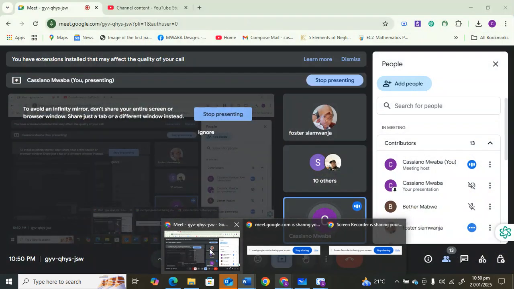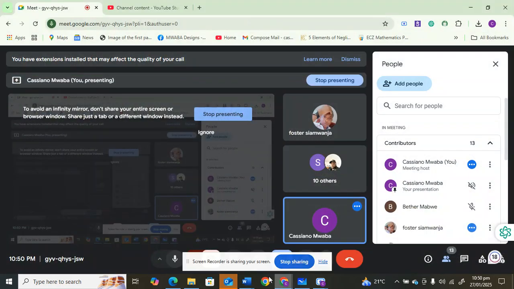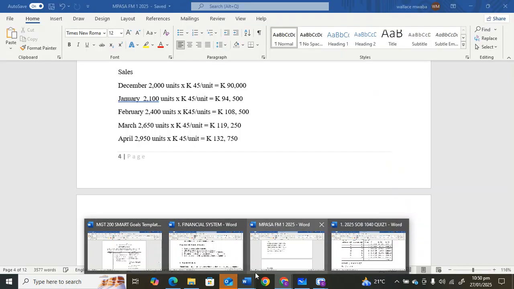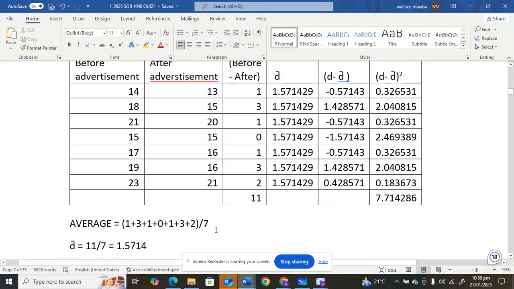When you add these, you get 11. 11 divided by 7 is 1.574. That is our average. Any questions?